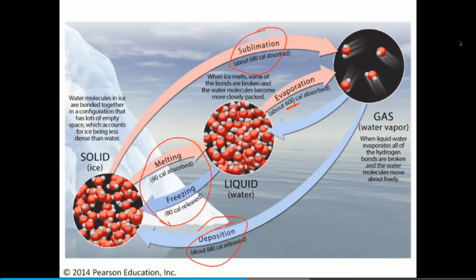So in order to get 1 gram of water to turn into 1 gram of water vapor, you've got to add 600 calories of heat. The opposite phase transition, when water vapor turns to liquid, is called condensation. And again, that will release that same amount of heat, 600 calories of heat. Condensation is, of course, what's going on with my glass of iced tea.